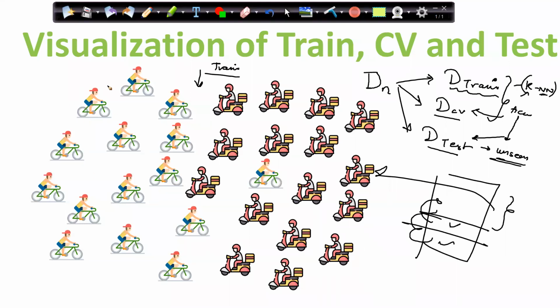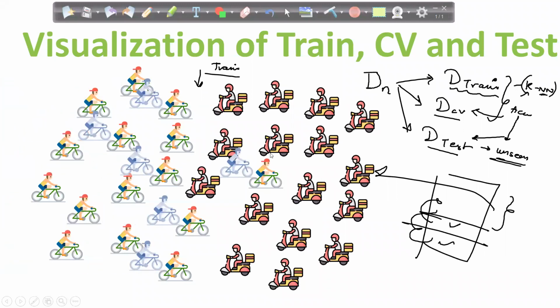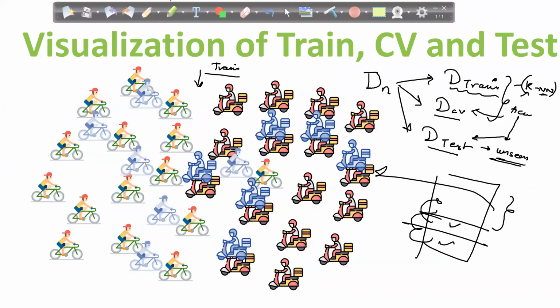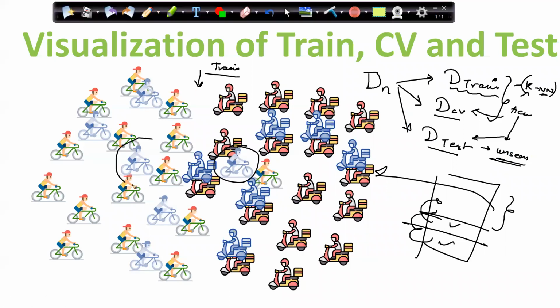So this data which we are getting is nothing but my train data. Now how will my CV data look? My CV data will be something like this. So this is my CV data, right? The blue color scooters and cycles which we are seeing are my cross validation data. Obviously there is one outlier here, right? This guy is falling here, and again this scooter is an outlier.